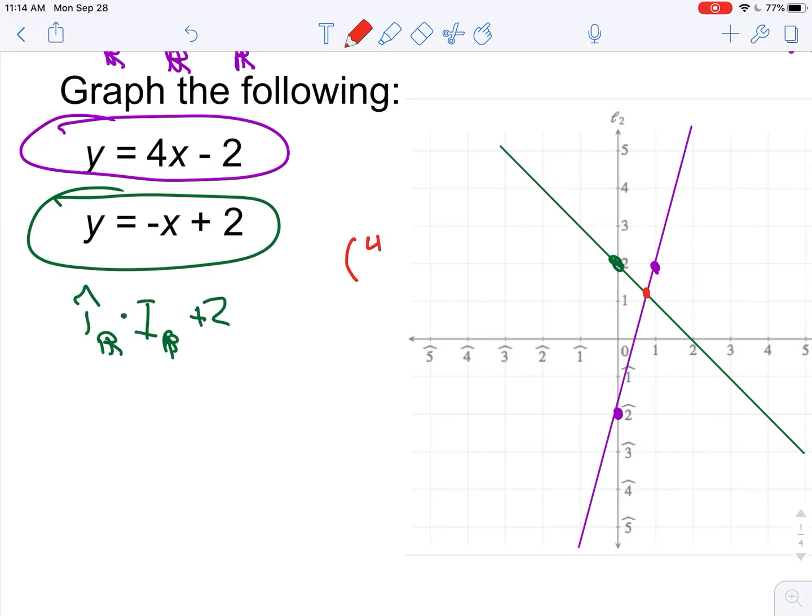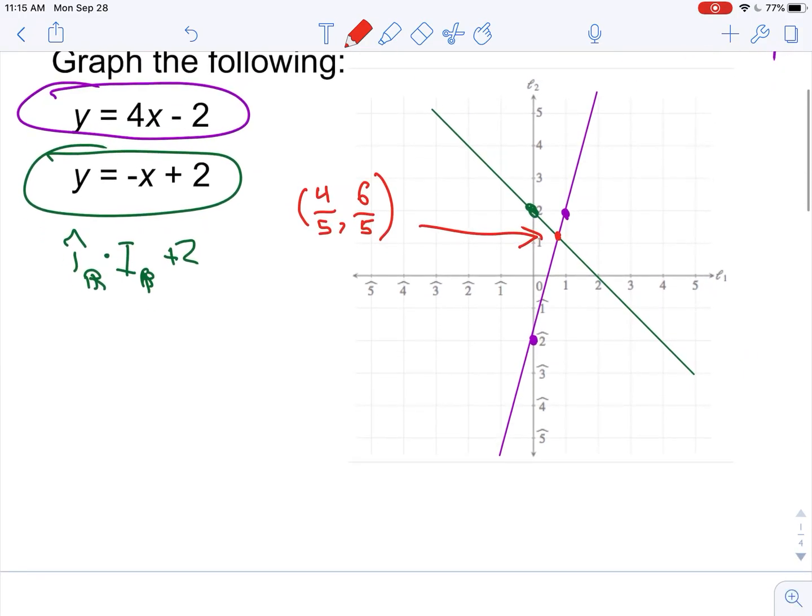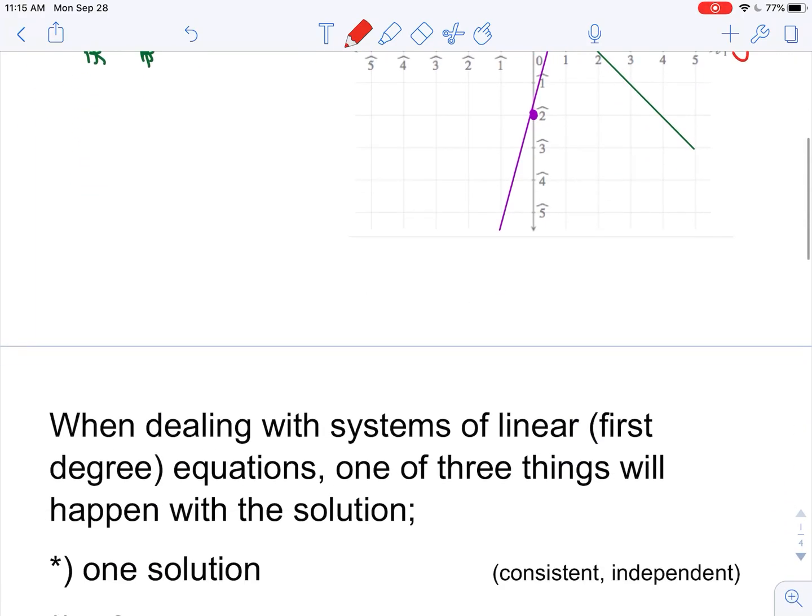Rather, the solution for this particular system winds up being (4/5, 6/5), which of course is quite a bit different than (1, 1). It's close, but it's definitely different. This is the solution that would work for both of these. Now, such a system, by the way, is referred to as being consistent, meaning it has a solution, and independent, meaning the lines are different from each other. So, this is a consistent, independent system.